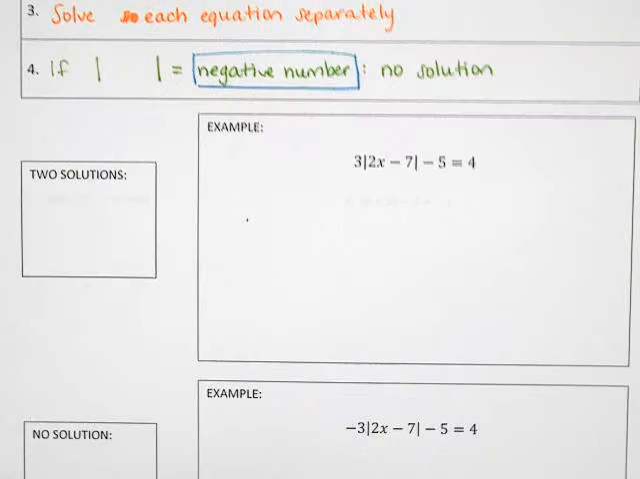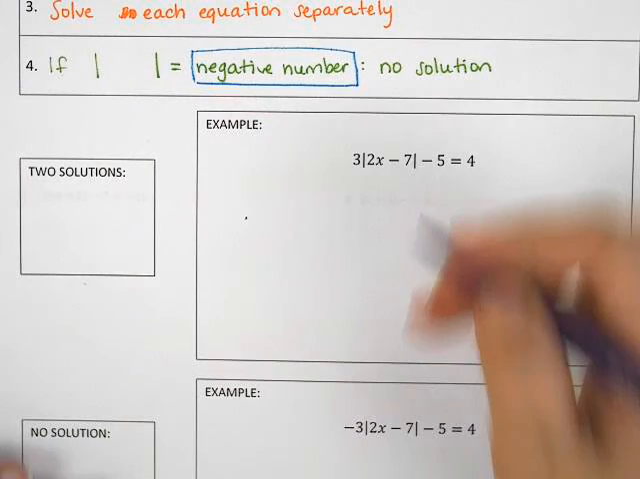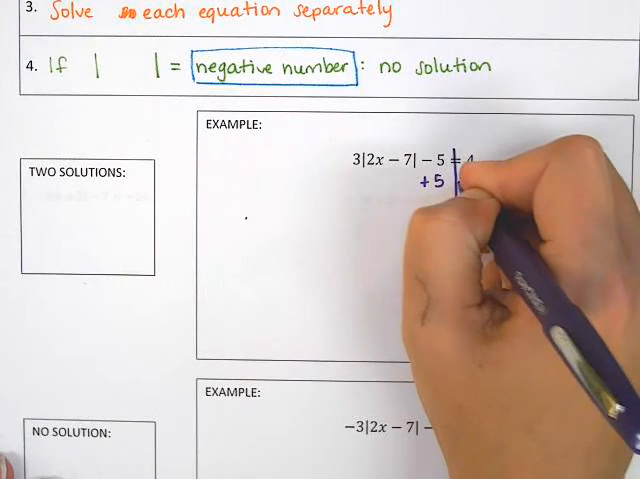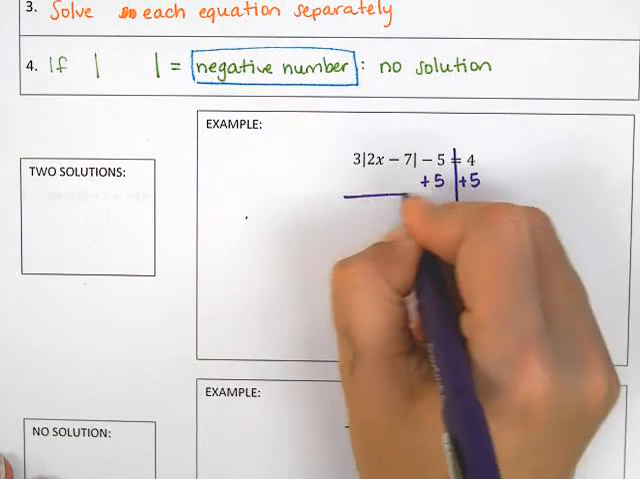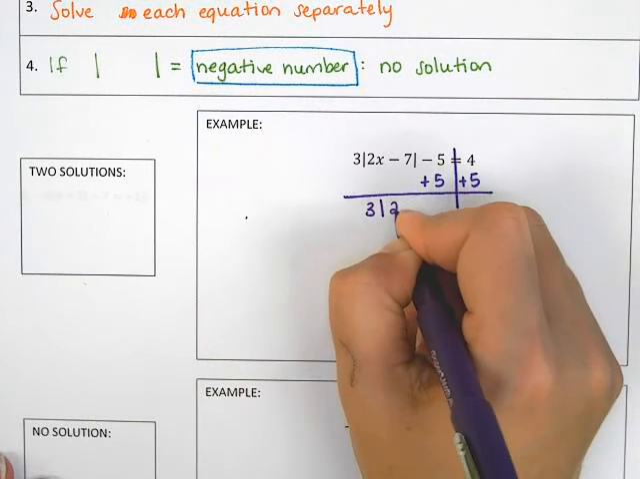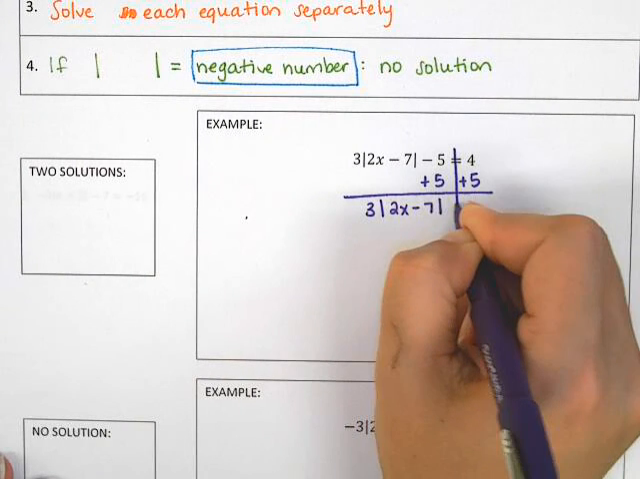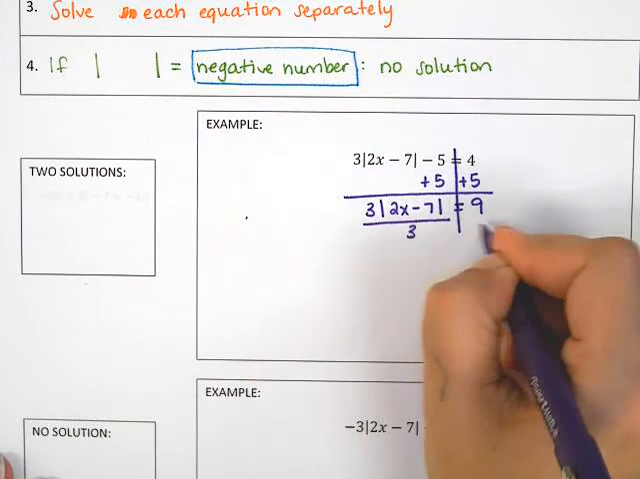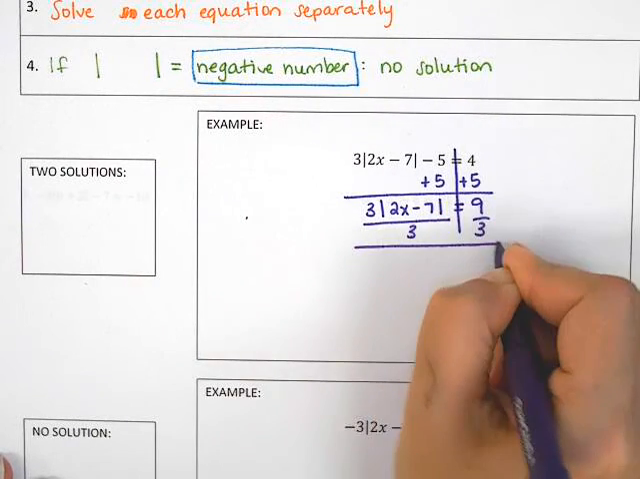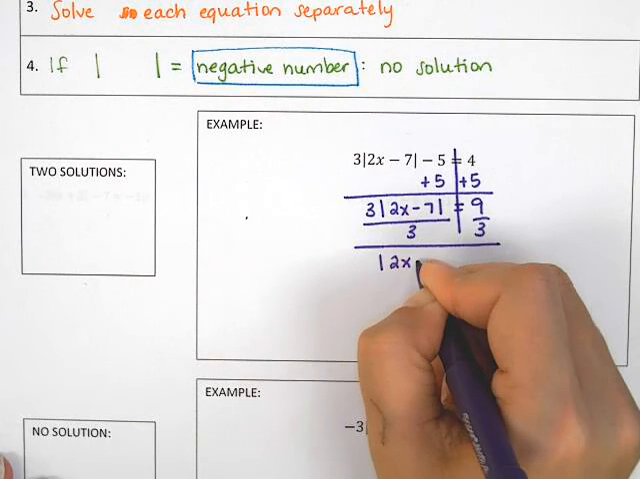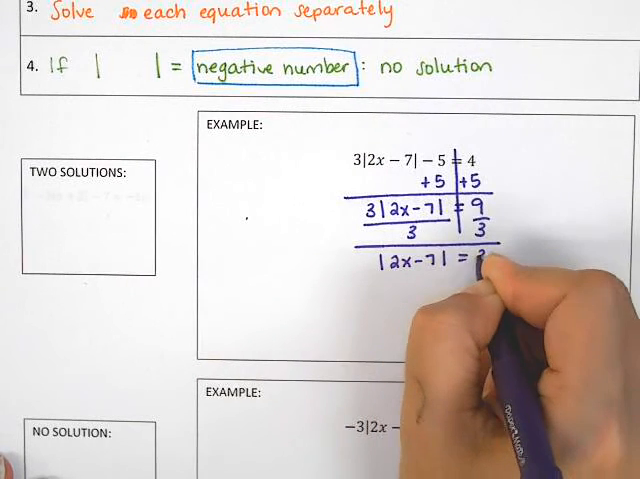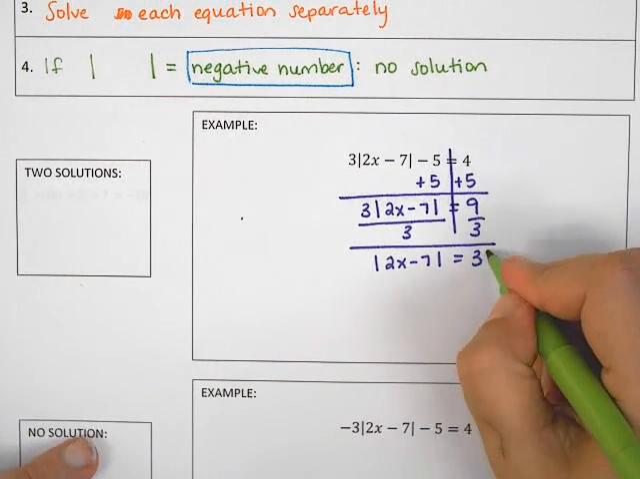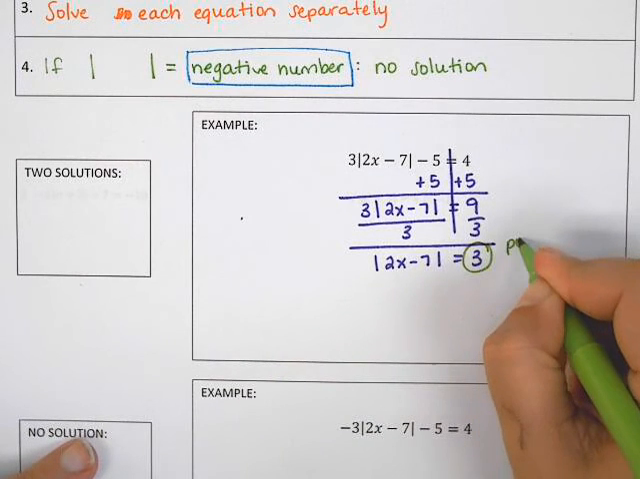For example, the first thing I would do here is isolate the absolute value. So I would add 5 on both sides. I would get 3 times the absolute value of 2x minus 7 equals 9. And then I would divide by 3 on both sides, and I would get the absolute value of 2x minus 7 equals 3. Now you'll notice here that this number is a positive number.